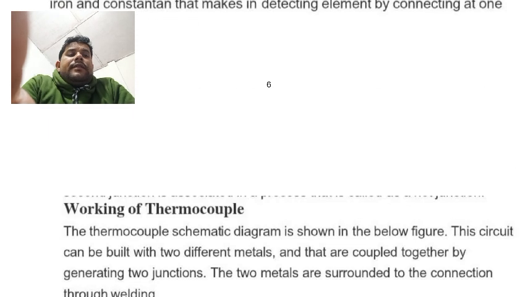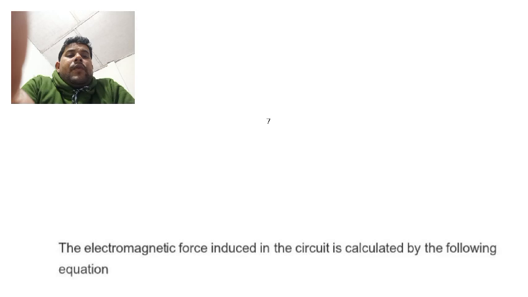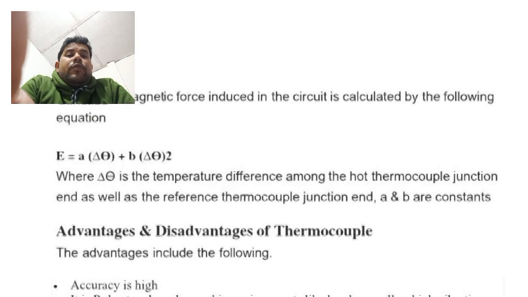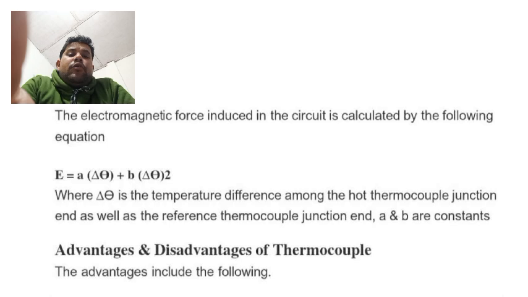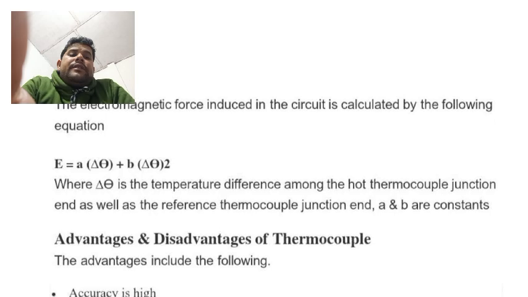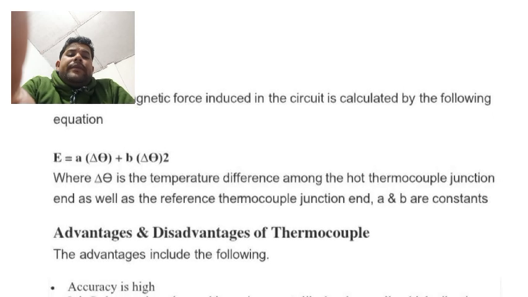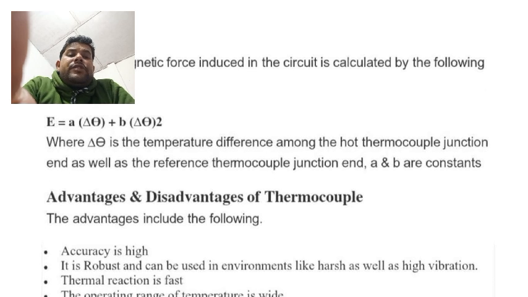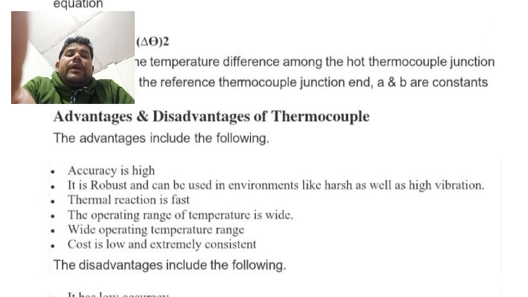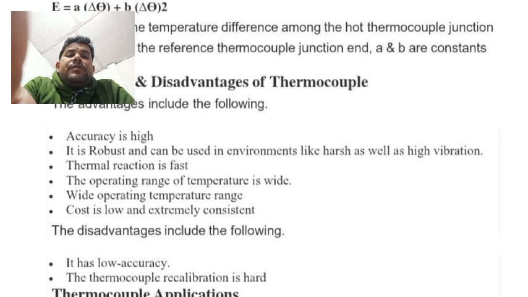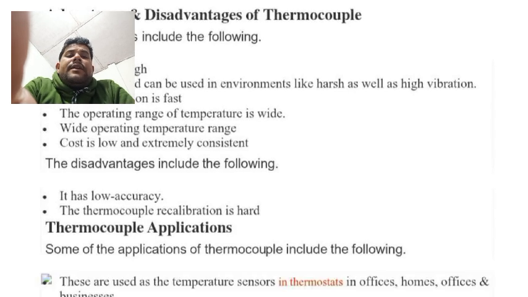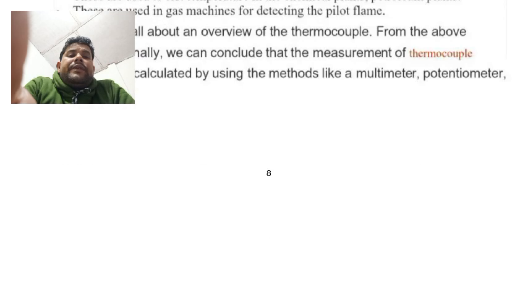we will discuss the types of thermocouple. This is the general thermocouple equation: E = a Δθ + b Δθ². This is the standard form. Δθ is the temperature difference between the hot junction and the reference junction, or cold junction. A and B are constants. Accuracy, advantages: high accuracy, fast thermal response, some advantages and disadvantages, and applications we have seen.